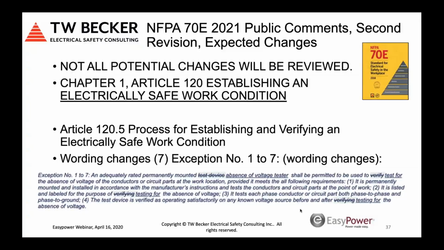120.5, just again, the exception number 1 to 7, again, wording changes, so we're not using this permanently mounted device to test, we're using it to verify absence of voltage. So that's the wording changes here, and I just couldn't facilitate that without showing the example, but it's, again, in this article or clause in Z462, you'll be aware of it. The wording's changed because the device is not testing for the voltage value, it's testing that there's an absence of voltage.